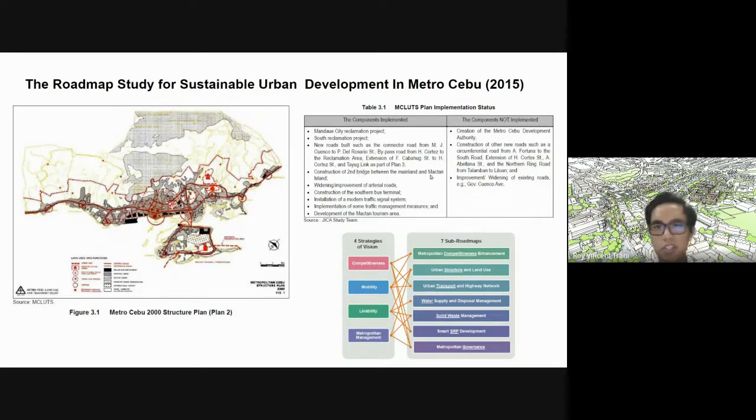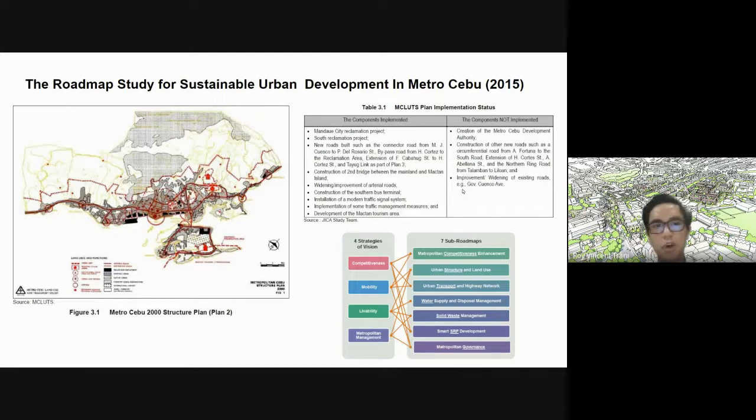Construction of the second bridge, widening and improvement of arterial roads, construction of the southern bus terminal, installation of a modern traffic signal system, implementation of some traffic management measures, and development of the Mactan tourism area. So that was accomplished in the early 90s up to the 2000s.